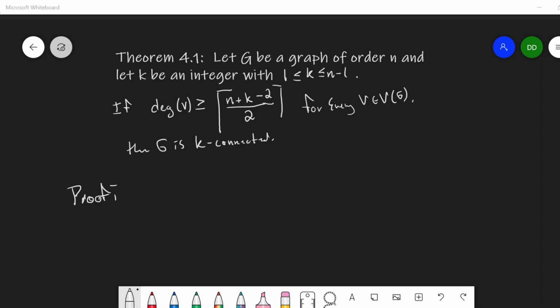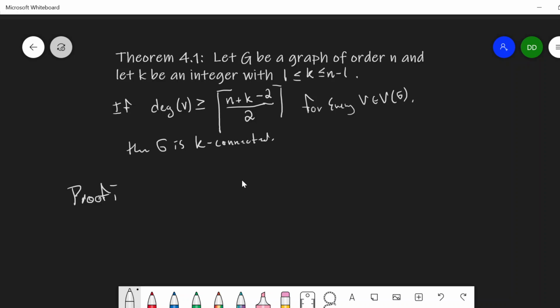In the last video, I left off on this theorem, and we are just about to prove it. So in this video, we'll prove theorem 4.1, which gives a sufficient condition for a graph to be k-connected. And that is, its degree has to be at least the ceiling of n plus k minus 2 all over 2. As I mentioned in the last video, this is a nice proof to see the general idea of a vertex cut.